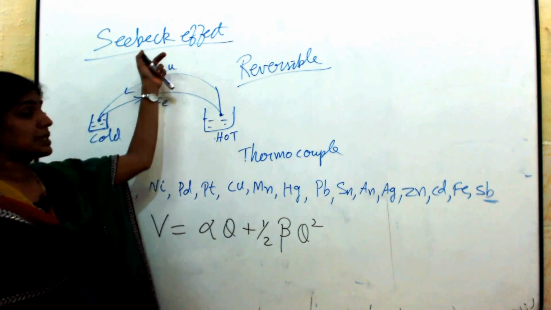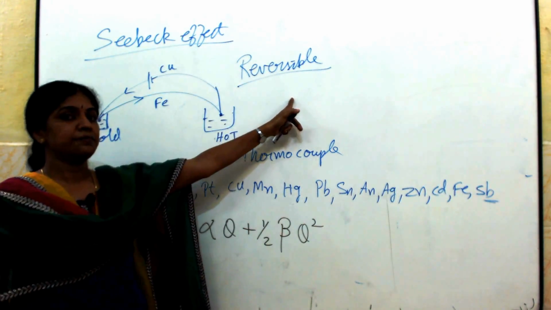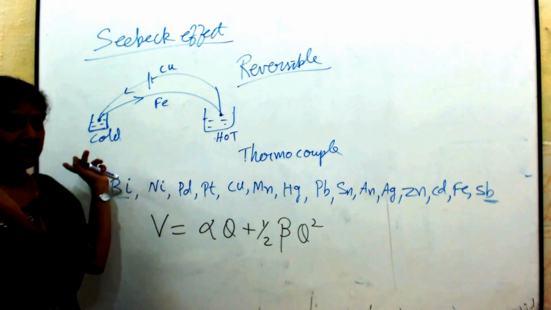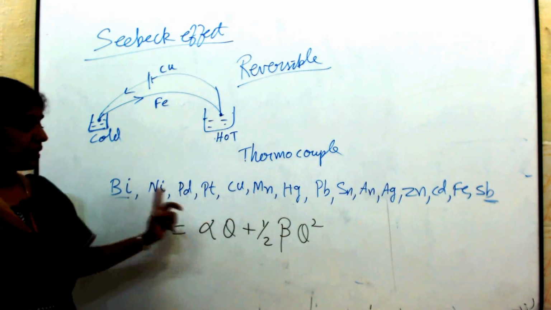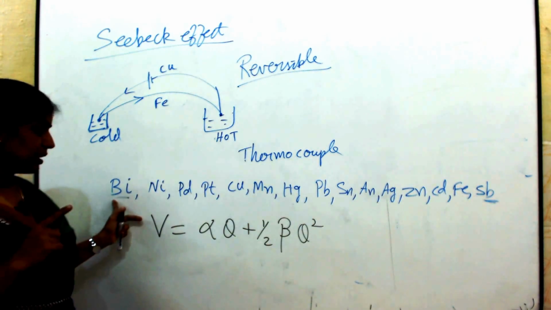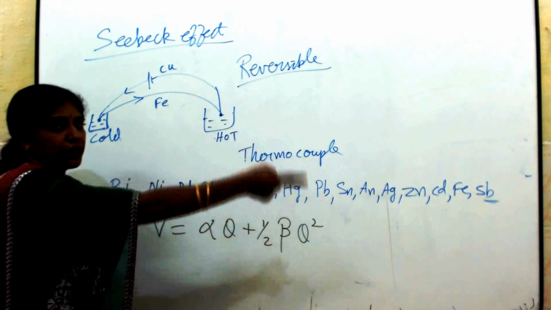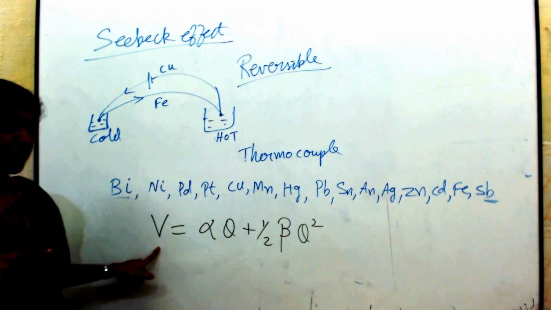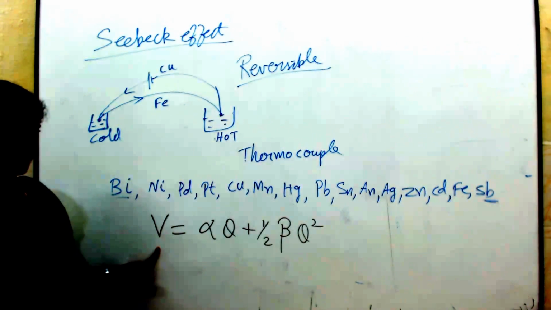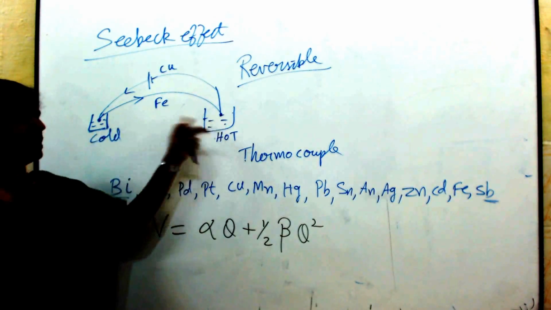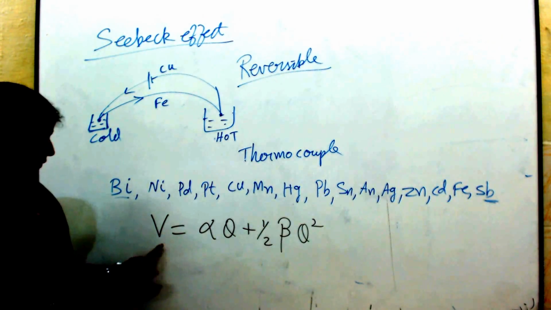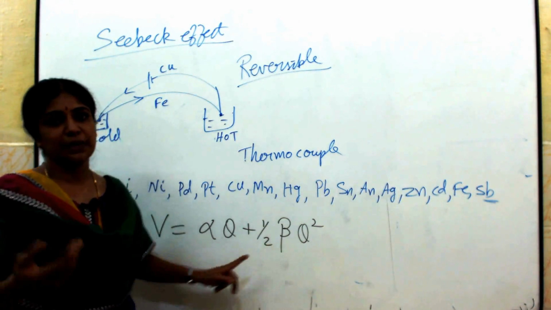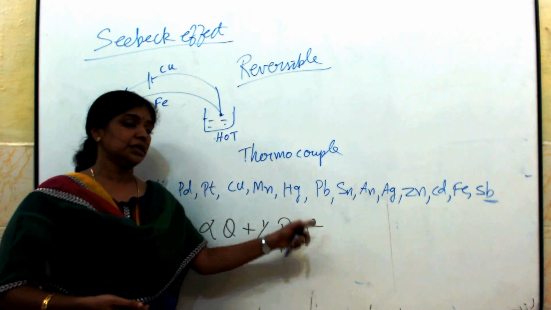So you have to know what the Seebeck effect is, and whether it is reversible or not. What happens when the two junctions are reversed? The current direction will be reversed. That is why it is reversible. Then what is meant by the thermoelectric series? In this series, the current flows from the metal which occurs earlier to the metal which occurs later, for example from bismuth to antimony. The thermo EMF produced depends upon the nature of the materials used and the temperatures of the hot and cold junctions. It is directly dependent on the temperature, given by V equals alpha theta plus half beta theta squared.